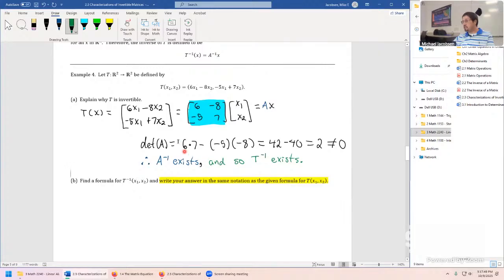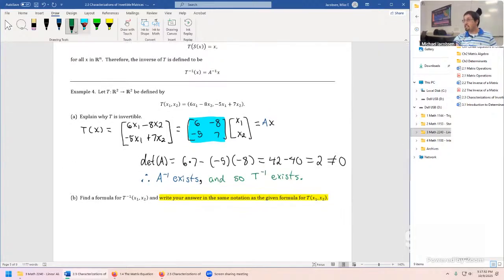Well, to find a formula, we know that T inverse is just A inverse times x. So this boils down to just computing A inverse. We already have half the work when we found that the determinant is 2. So now we can say A inverse is going to be, take the reciprocal of the determinant. We play kind of a number game on the matrix A up here. We swap the main diagonal, so now it goes 7, 6. We multiply the off diagonal by negative 1, so now it's going to go 5, 8. In this case, I would just multiply it by a half.